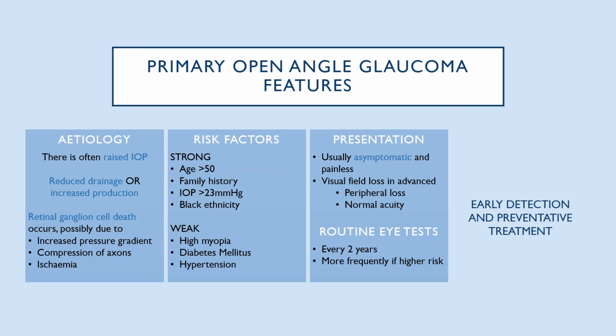Due to the asymptomatic presentation, it's really important that we detect any cases of primary open-angle glaucoma early so that we can treat them preventatively. And some complications include retinal vein occlusion and blindness.